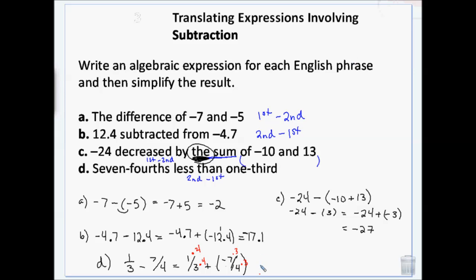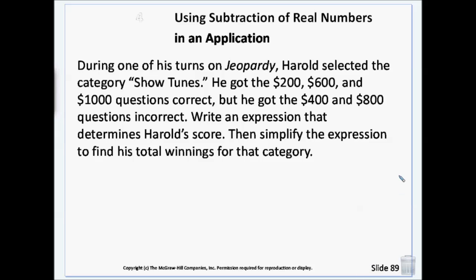All right, so we've got 4 12s plus -21 12s. Opposite signs, so I'm going to subtract. So 21 minus 4 is 17. So I have -17 12s. And yes, it's improper, and no, we don't care. We're going to leave it just like that.